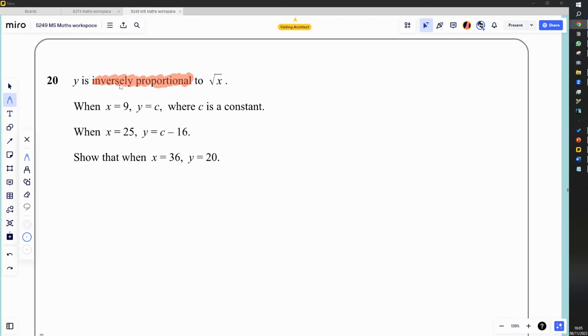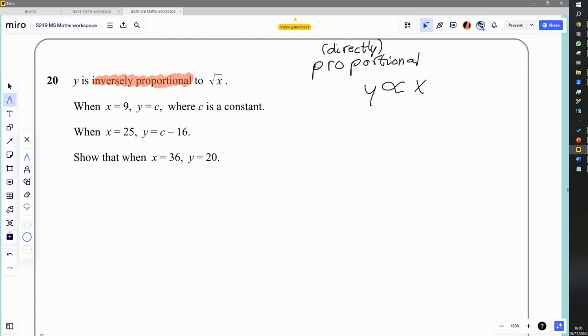So this word, inversely, causes people a lot of trouble, but let's start off with just proportional. Sometimes written as directly proportional, but essentially directly proportional and just proportional mean the same thing. You could write that as y, and then you have this weird symbol, and this is just another way of writing y is proportional to x. So y is directly proportional to x.